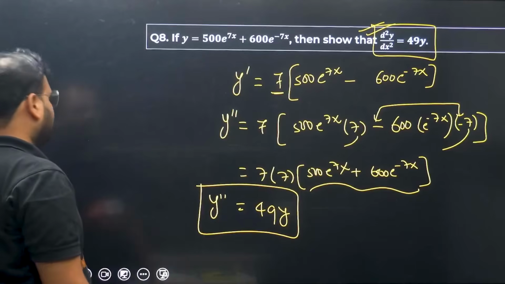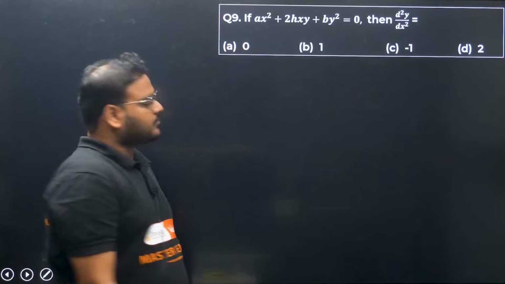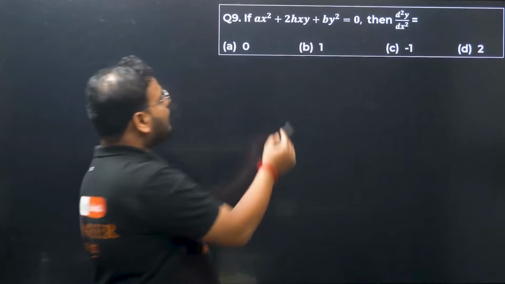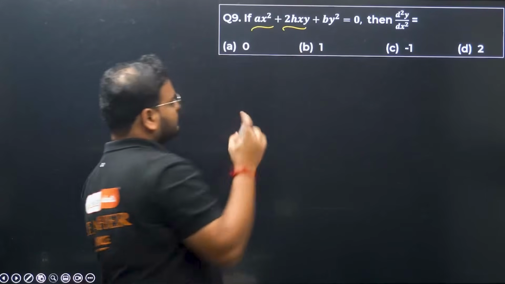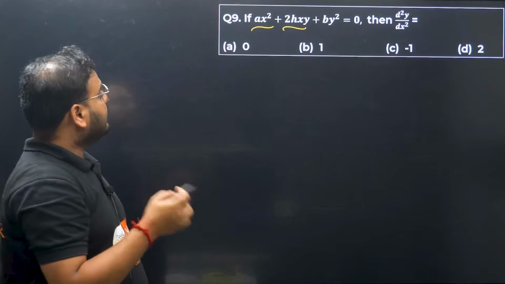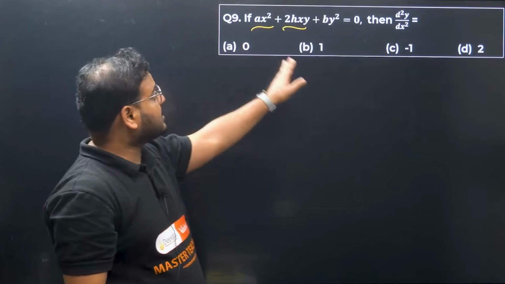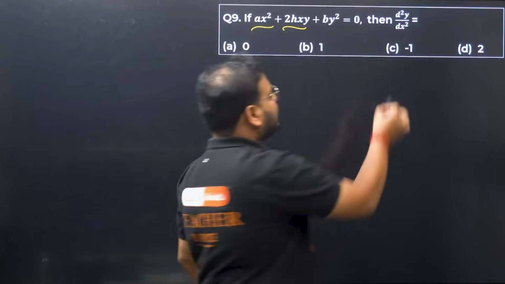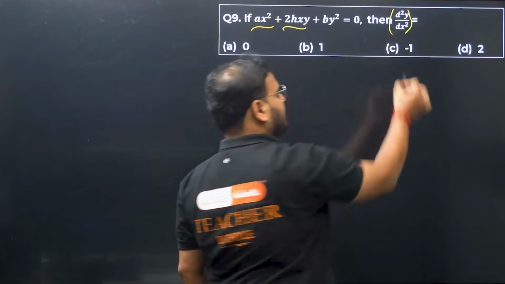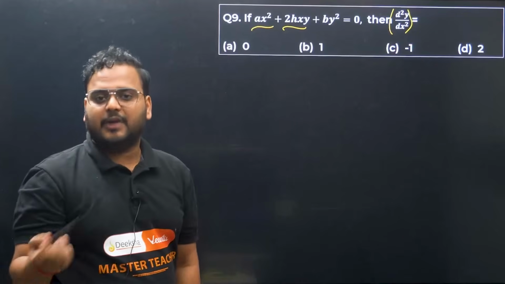Question number 9 now. Okay. So what are they asking you? They have given a function to you in the implicit form. So they have given an equation actually, ax square plus 2hxy plus by square equals to 0, and they are asking you second derivative of y, basically y double dash.